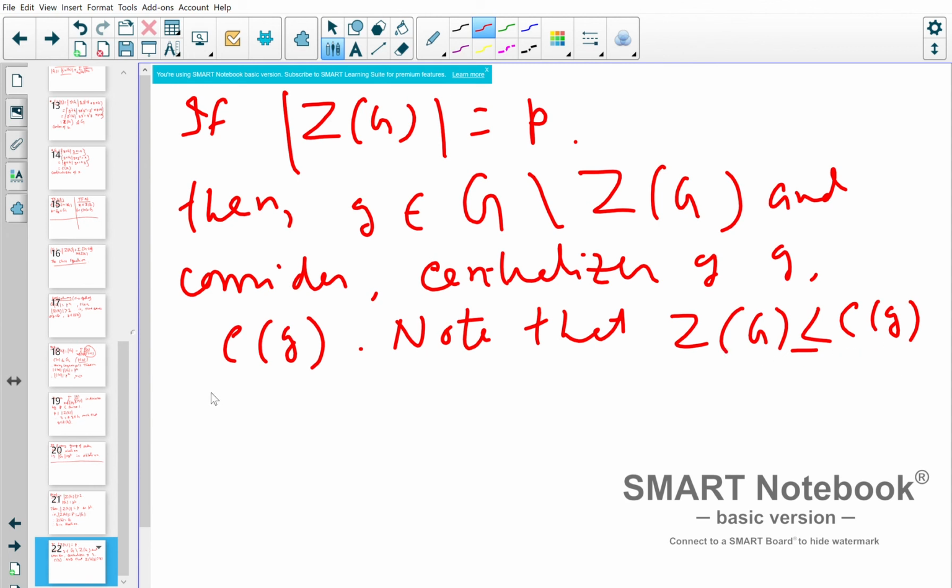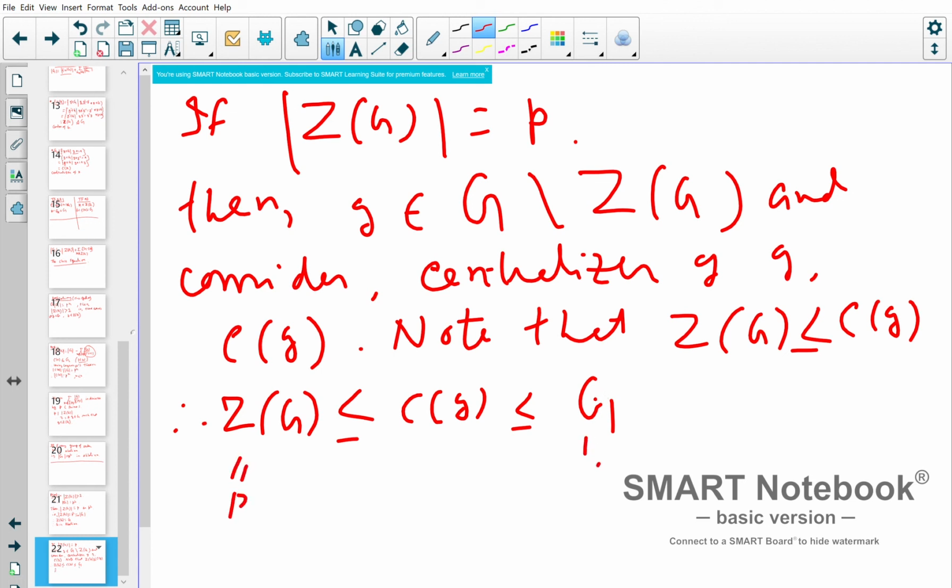So what is our equation? The center is a subgroup of the centralizer, and the centralizer is a subgroup of the whole group, right? And we know that the cardinality of the center is p, and that of the group is p square. Now what are the options? The centralizer has two options only, either p or p square. Now the centralizer cannot be equal to p, right? Because g belongs to the centralizer.